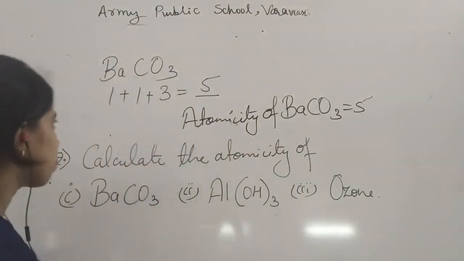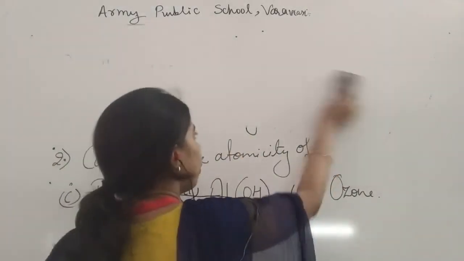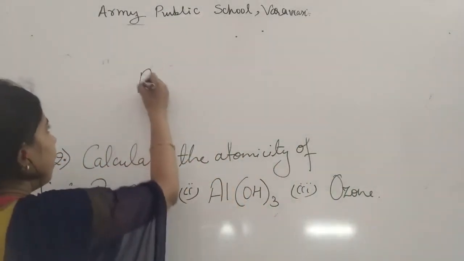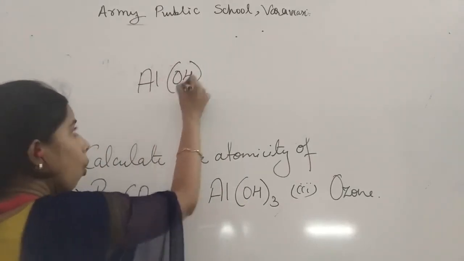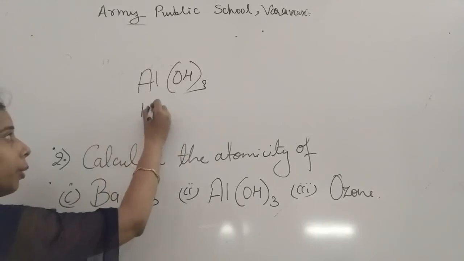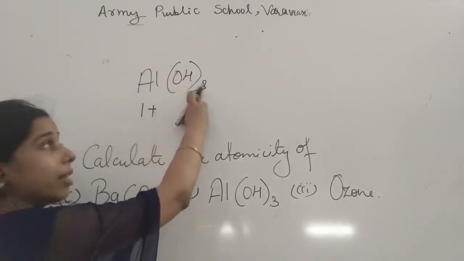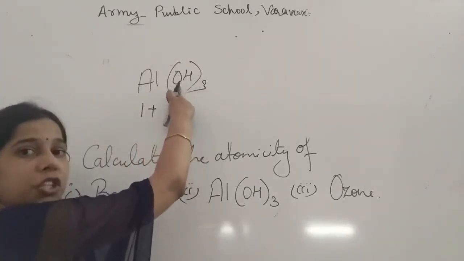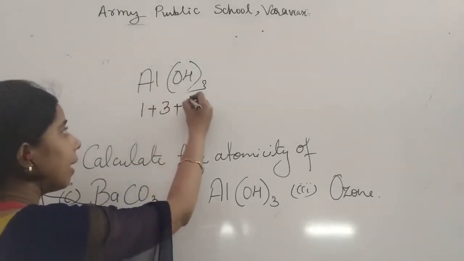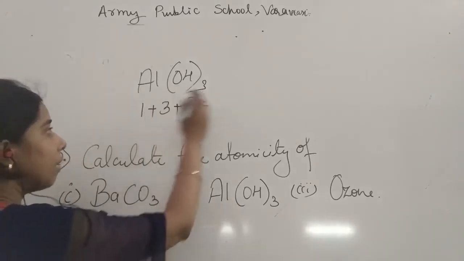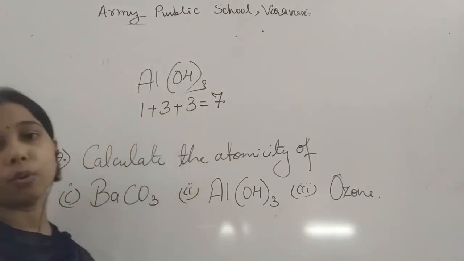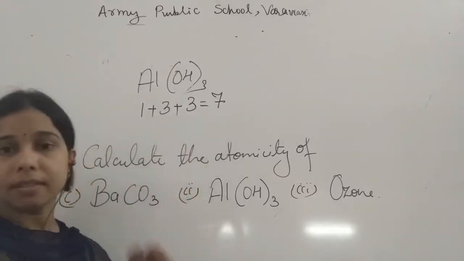We can find the next one, aluminum hydroxide, or Al(OH)3. So you can see here, student, 1 aluminium is there. Now this 3 is for both of them, for oxygen also, for hydrogen also. So we will write here 3 oxygen and 3 hydrogen. So that will be equal to 7. So the atomicity of Al(OH)3 is equal to 7.